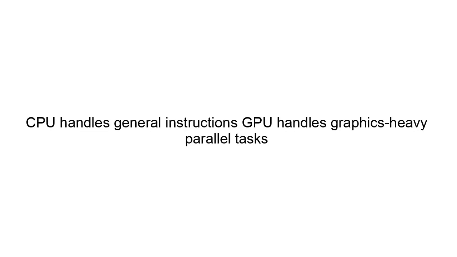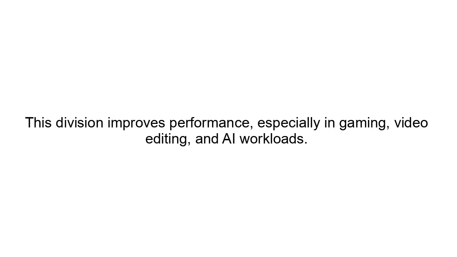In many systems, the CPU handles general instructions. The GPU handles graphics-heavy parallel tasks. This division improves performance, especially in gaming, video editing, and AI workloads.